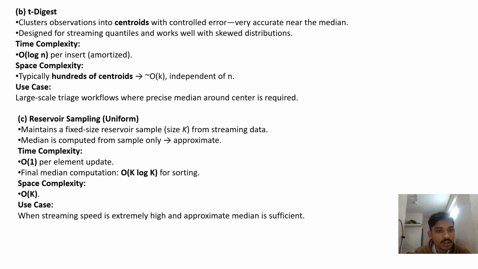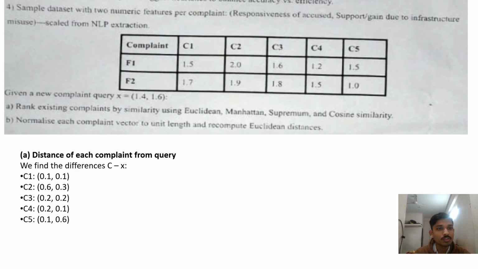The third one is reservoir sampling, which is uniform. It maintains a fixed-size reservoir of size k for streaming data. The median is computed from the sample only. The update time complexity is constant. The final median computation requires sorting, which takes O(k log k). Space complexity is O(k). Use case: when the streaming speed is extremely high and an approximate median is sufficient, then we will use reservoir sampling. Now let's move on to the next question.